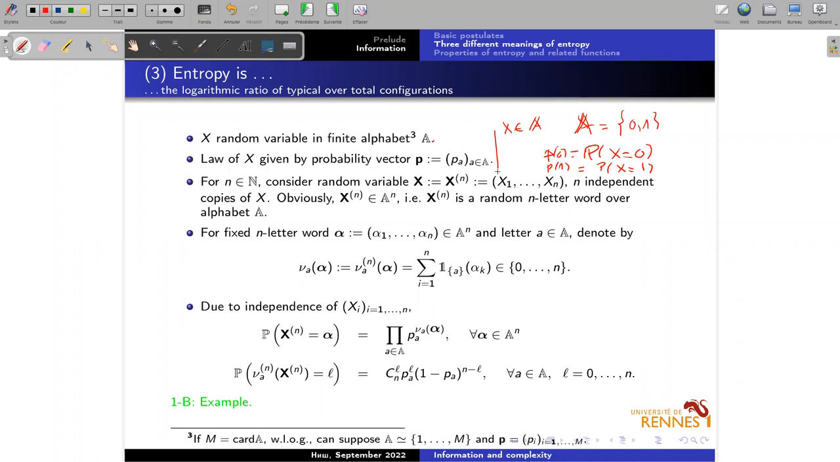Now I consider N independent copies of X. Is it the same thing I did before for the question? So here I have X1 distributed according to P, X2 distributed according to P, X3 distributed according to P, and so on, independently from one another. So now I have an N-tuple of random variables, which I denote by X bold indexed by N. And of course, this belongs to A^N. That means if I interpret the elements of A like letters, then X bold will be an N-letter word that is random, because it's randomly chosen on the alphabet A^N.